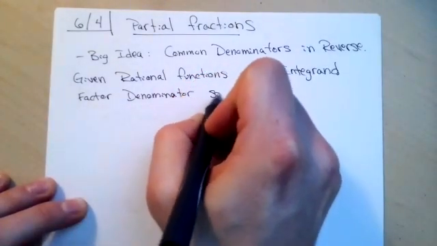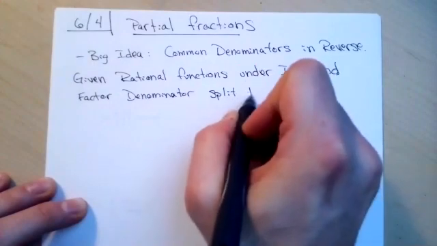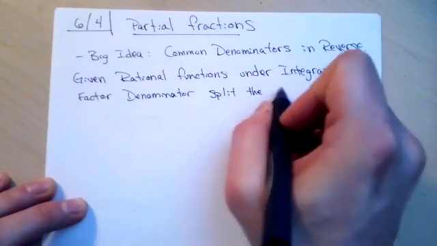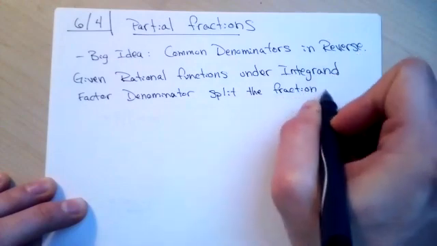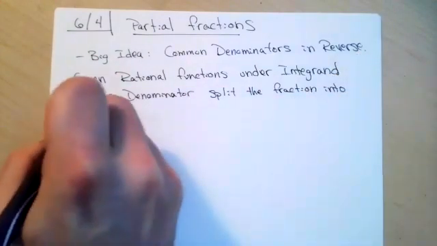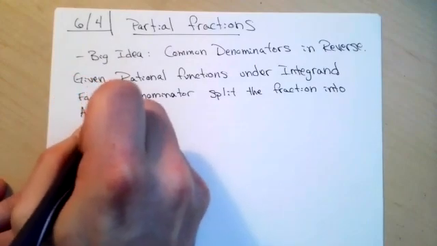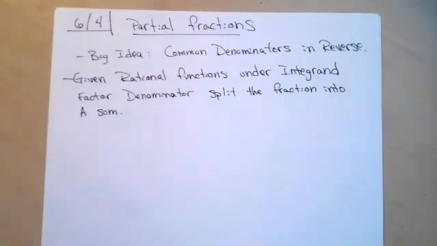And then split the fraction into a sum. Right? We're doing the opposite of finding a common denominator. Instead of adding different rational expressions and then combining them into one, we're given one rational expression and splitting it into a sum. So let's practice with that.